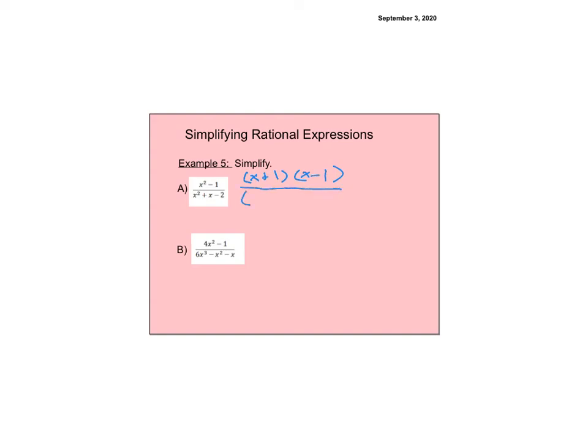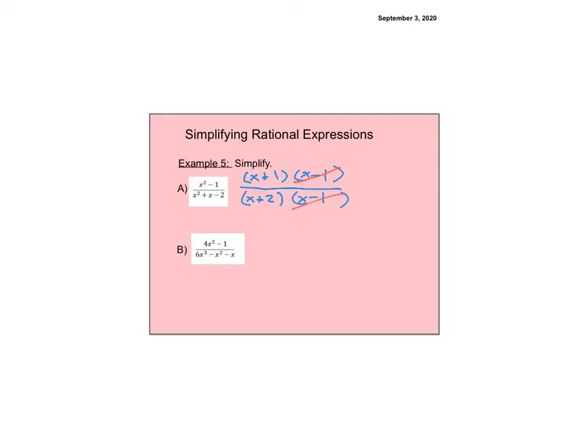Down here in the denominator, simply factor that. What times what gives you x squared? X and x. What multiplies to give you a minus 2 and adds to give you a positive 1? That would be a plus 2 and a minus 1. So then what we do is we cross out anything in the numerator and the denominator that perfectly match. So notice the parentheses there is x minus 1, so we need an x minus 1 down the denominator. So you can cross them out.